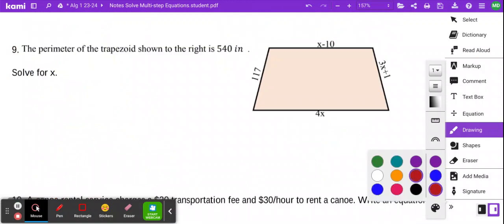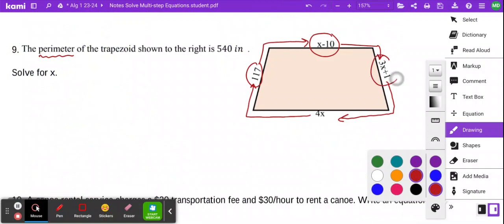Number 9. The perimeter of a trapezoid shown to the right is 540 inches. We need to solve for x. Perimeter means that we're going to add the outsides of the trapezoid. So we're going around the shape. So our trapezoid has 4 sides, and we can see that they're all given to us. So we're going to add those 1, 2, 3, 4 expressions. Let's go ahead and do it.